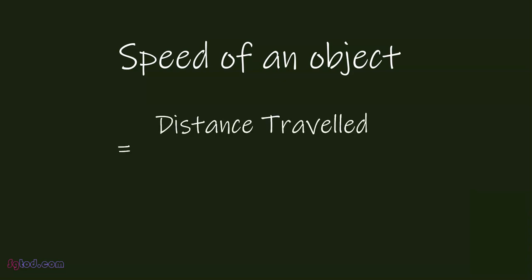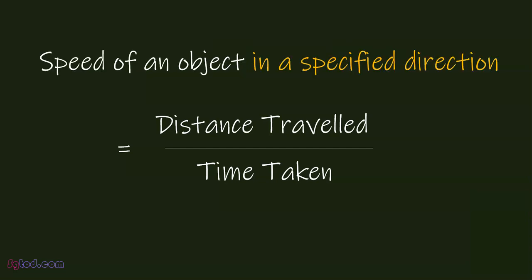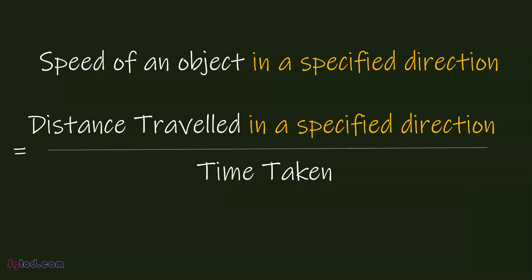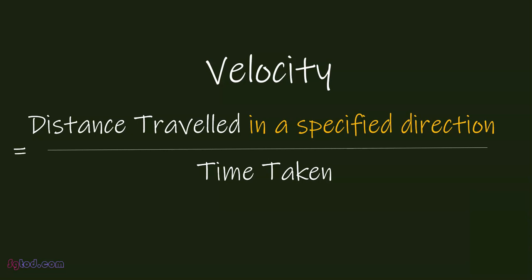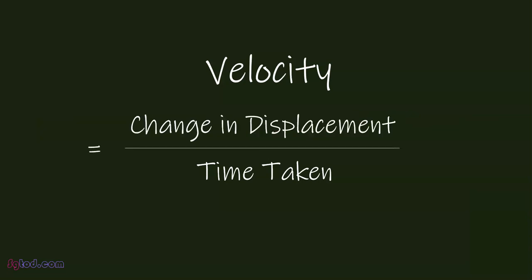Now let's look at the formula of speed. Since speed is distance traveled divided by time, speed in a specified direction would be distance traveled in a specified direction divided by time. But we know that speed in a specified direction is velocity. And in lesson 2, we have learned that distance traveled in a specified direction is displacement. We can derive the formula that velocity is change in displacement divided by time taken.